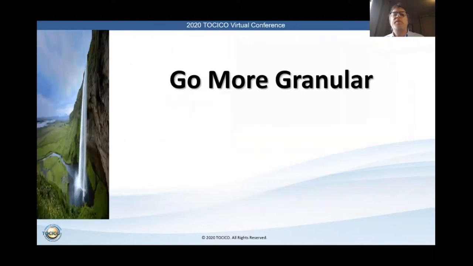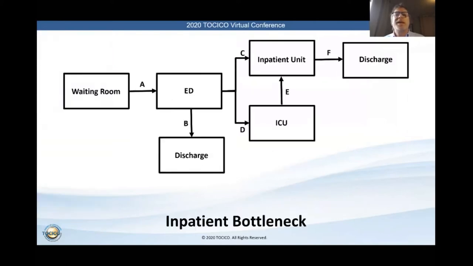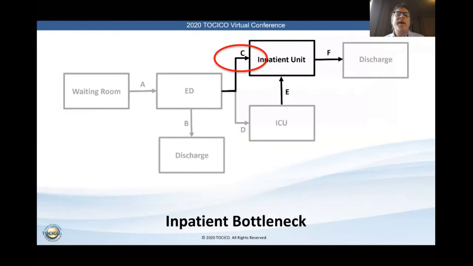Let's break down our search for the inpatient bottleneck. We'll start by returning to our high-level process map and focus on the inpatient steps. First, we would create a more granular process map to look specifically at the processes by which a patient is admitted from the ED to an inpatient unit, arrow C. To look at the process of transferring a patient from the ICU to an inpatient unit, step E. To examine the processes by which a patient is cared for once on the unit, the box labeled inpatient unit. And finally, to focus on the process by which a patient is discharged from the hospital, arrow F.